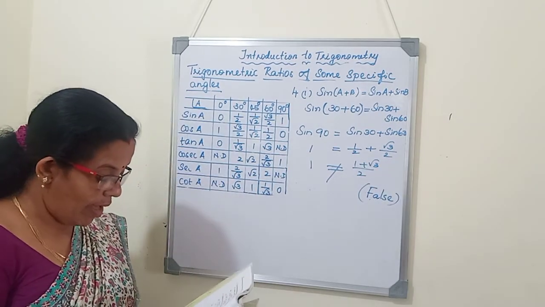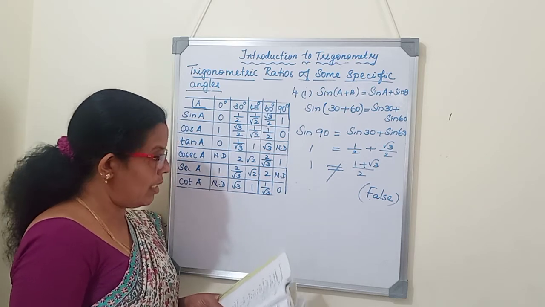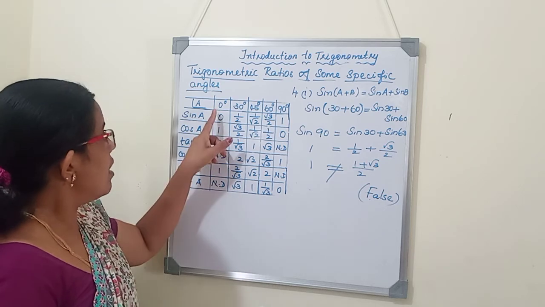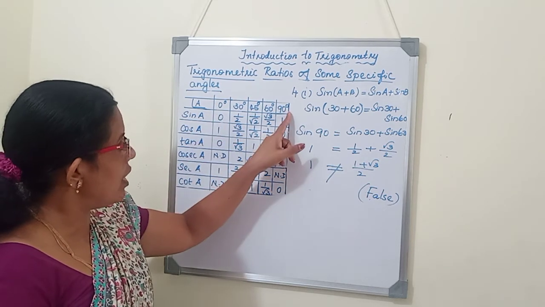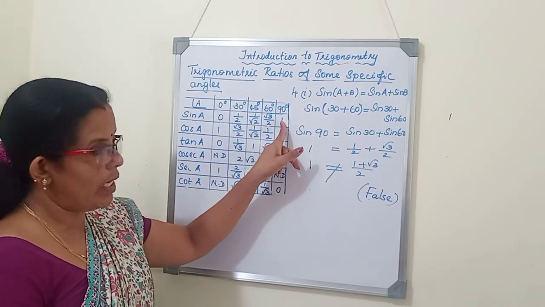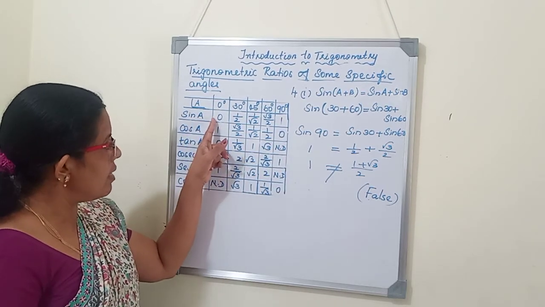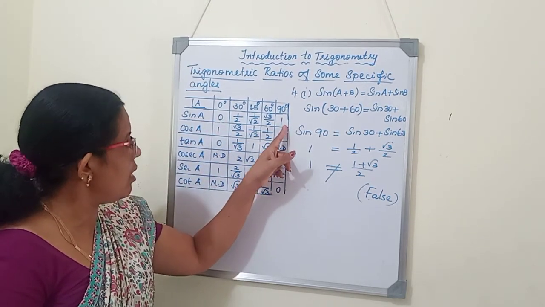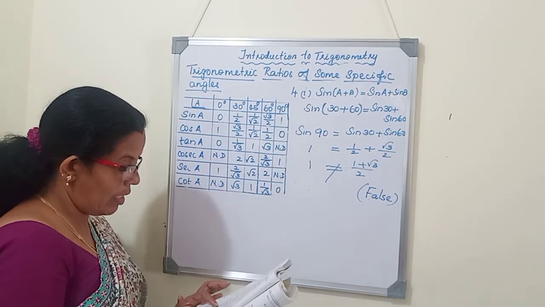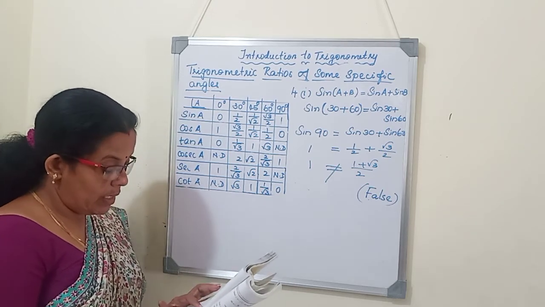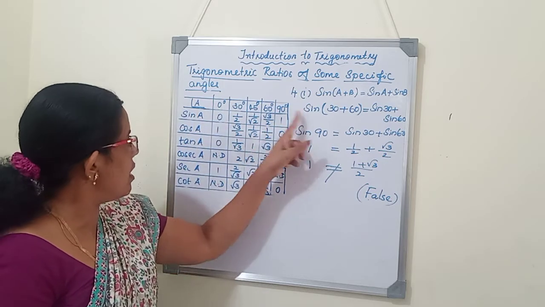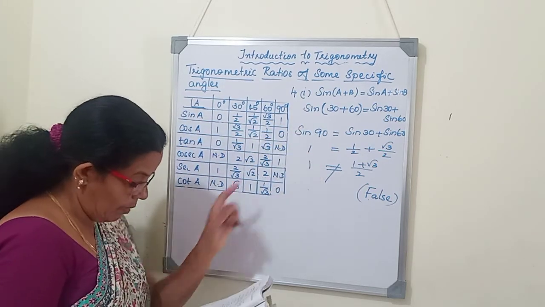The second question is, the value of sin theta increases as theta increases. Yes. Here the theta value is increasing from 0 degrees to 90 degrees. Is the value of sin increasing? From 0 to 1 it is increasing. So the value of sin theta increases from 0 to 1 as theta increases from 0 degrees to 90 degrees. So the second answer is true. We can see in the table that as theta increases, sin theta also increases.